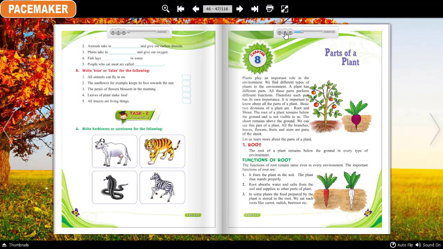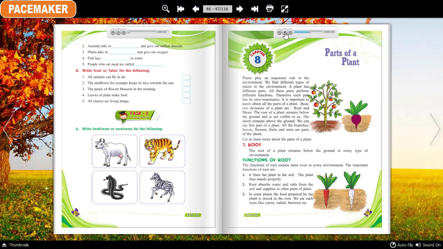Basic two divisions of a plant are root and shoot. The root of a plant remains below the ground and is not visible to us. The shoot remains above the ground. We can see this part of a plant. All the branches, leaves, flowers, fruits and stem are parts of the shoot. Let us learn more about the parts of a plant.